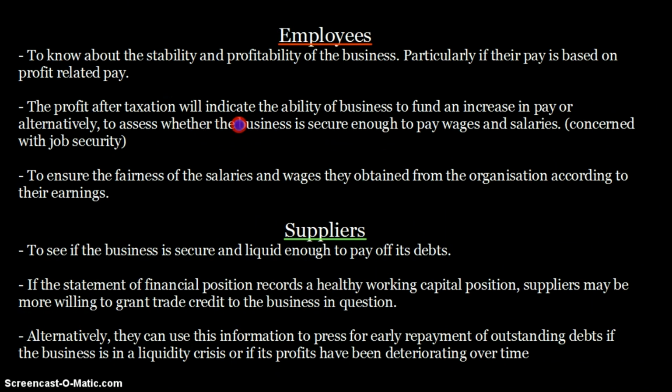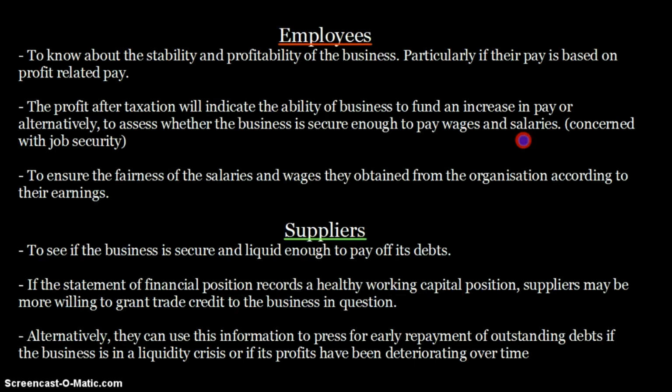The profit after taxation will indicate the ability of the business to fund an increase in pay, or alternatively to assess whether the business is secure enough to pay wages and salaries. So the employees will of course be concerned with job security. Depending on the business they are in, they will want to see if the business is secure enough to pay wages and salaries, that is, if it has enough liquidity and profitability and future long-term profitability.